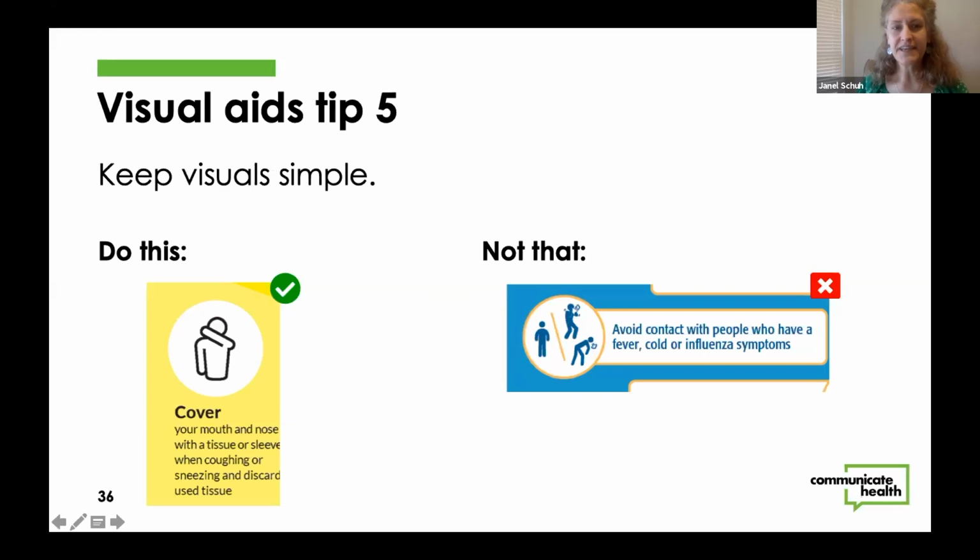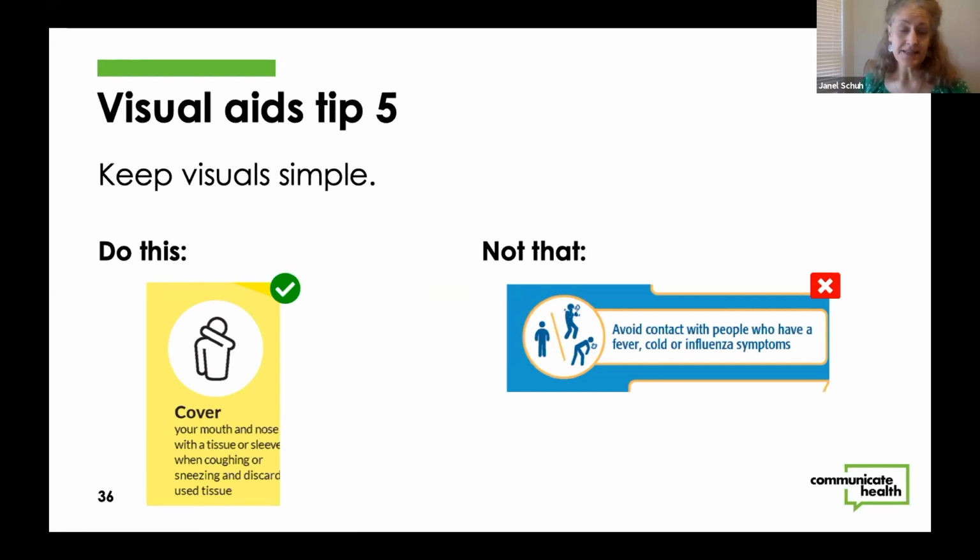Number 5, keep visuals simple. I referred to this a little bit earlier. On the left, we have a person figure, I'll call them that, who looks to be covering the lower part of their face with their arm. And on the right, what you have are a variety of actions that our little person figure is trying to do all together.